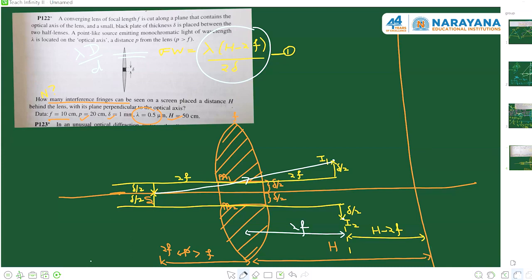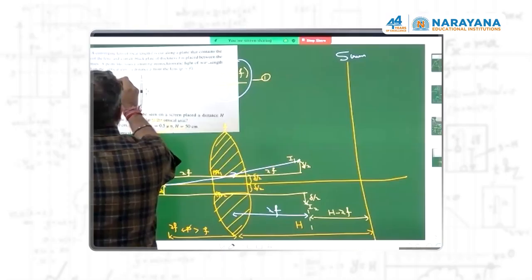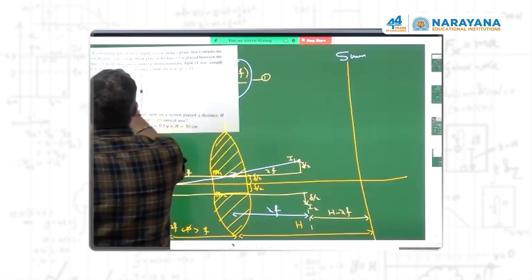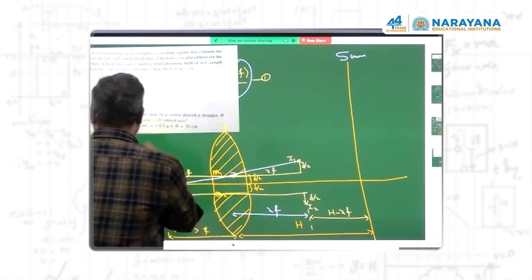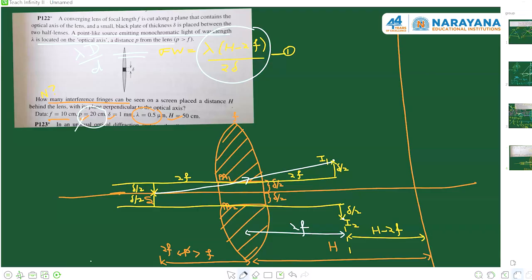Right? Sir, in the question, the object distance is not given, right, sir? It is just given as a distance P. Then how are we taking it as 2F? It is given, na? Read it. A point-like source emitting monochromatic light of wavelength is located on the optical axis at a distance of P. And the value of P is given, na, 20 centimeter, which is twice of F. Oh, okay. Sorry, my bad.